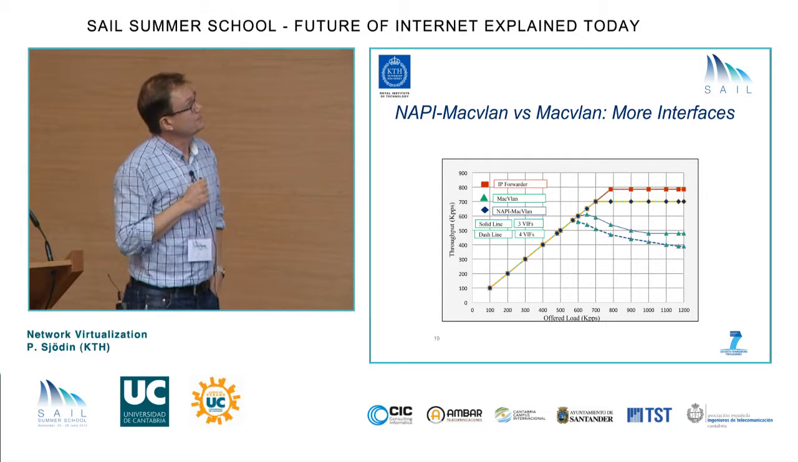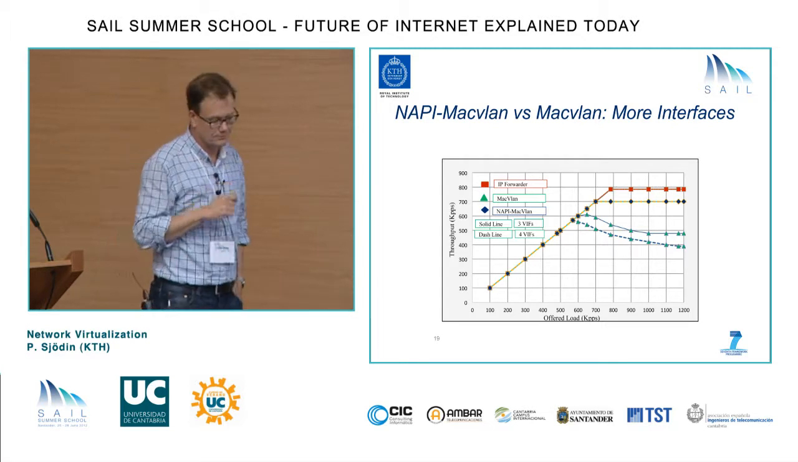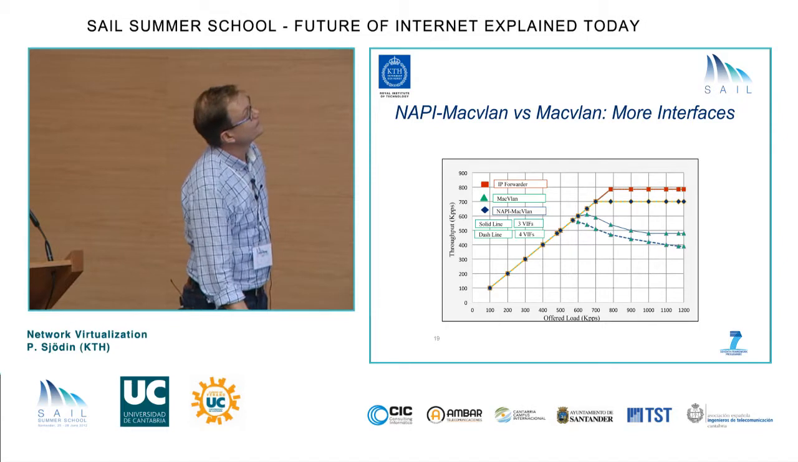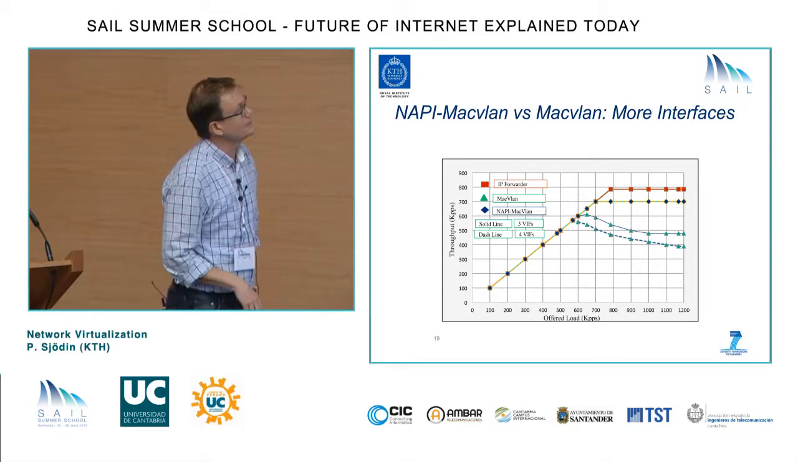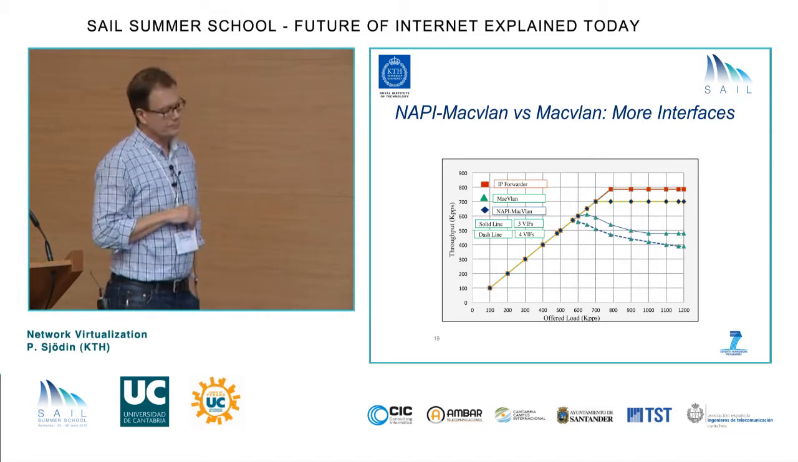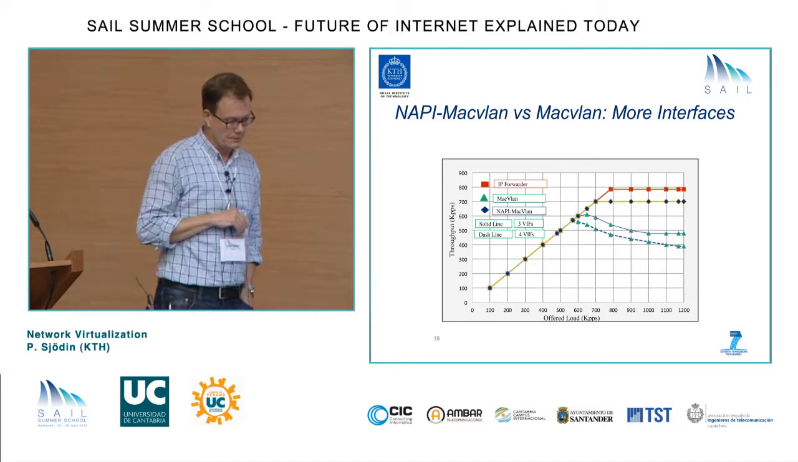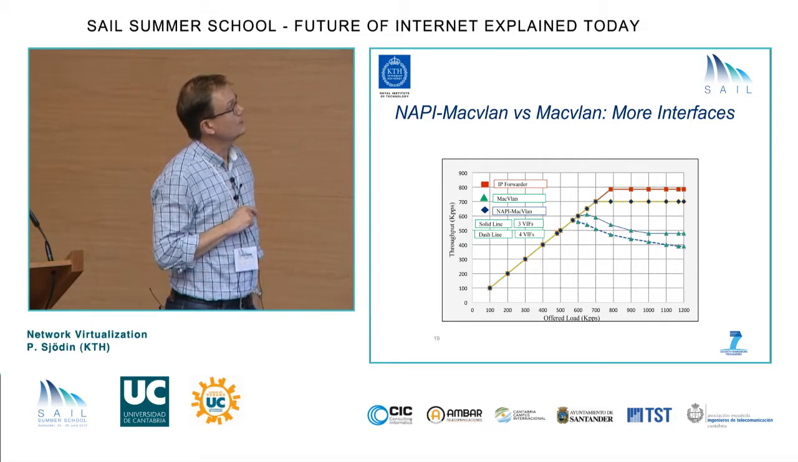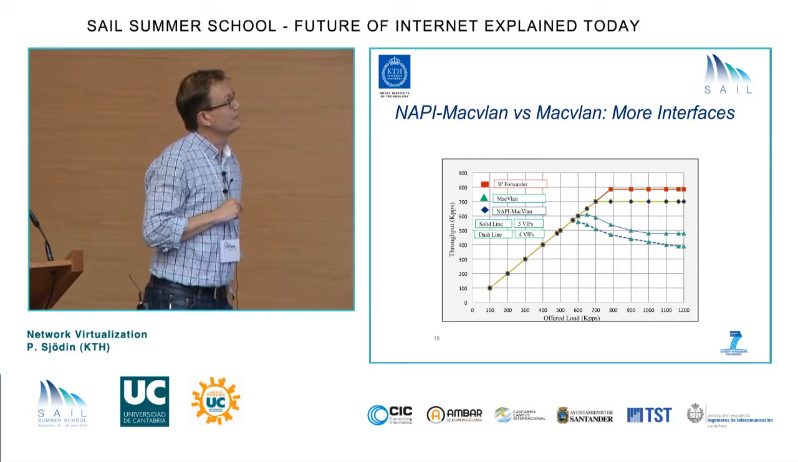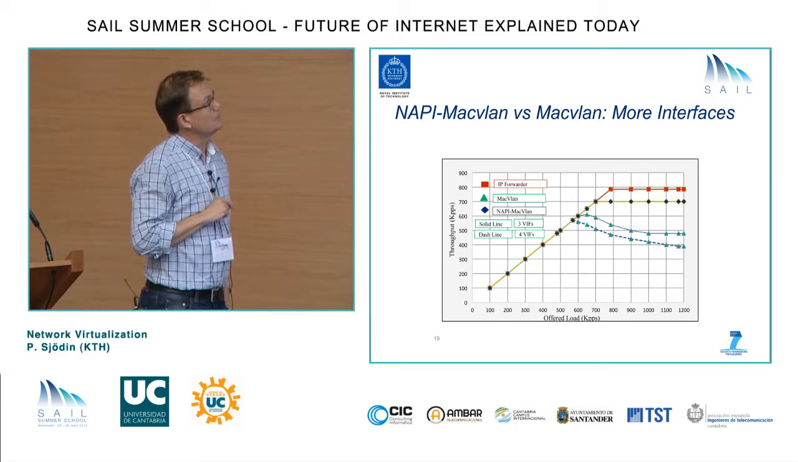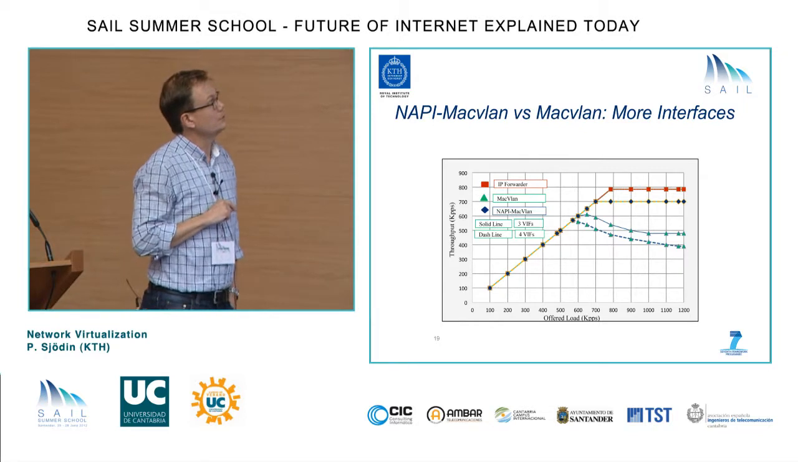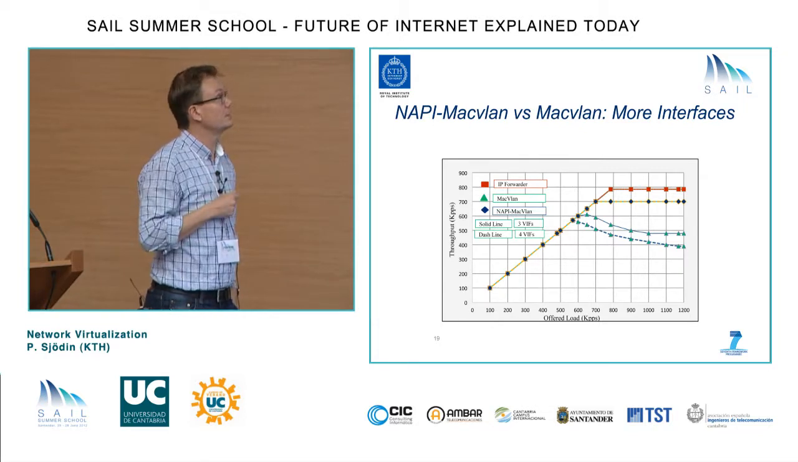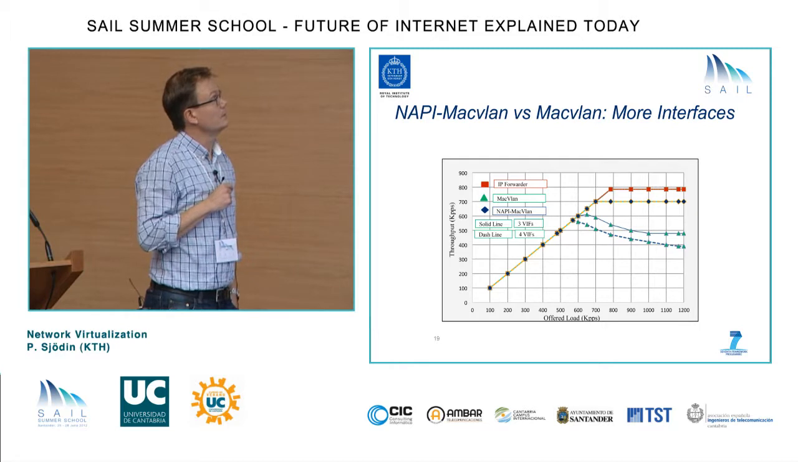And now we're getting much closer. Well, not on this one, but on the next one. In this scenario we are using multiple interfaces, more virtual interfaces internally. If you're just using two virtual interfaces internally, then we don't really see a big difference between MAC VLAN and MAC VLAN with NAPI running.